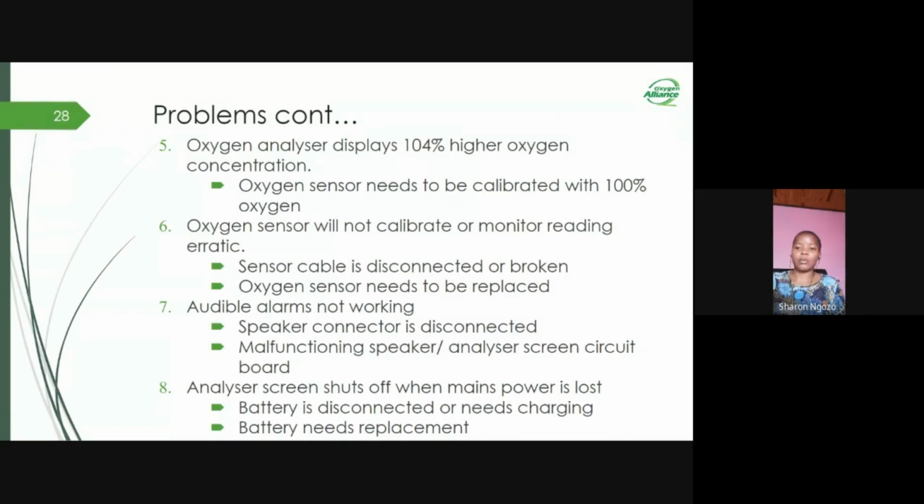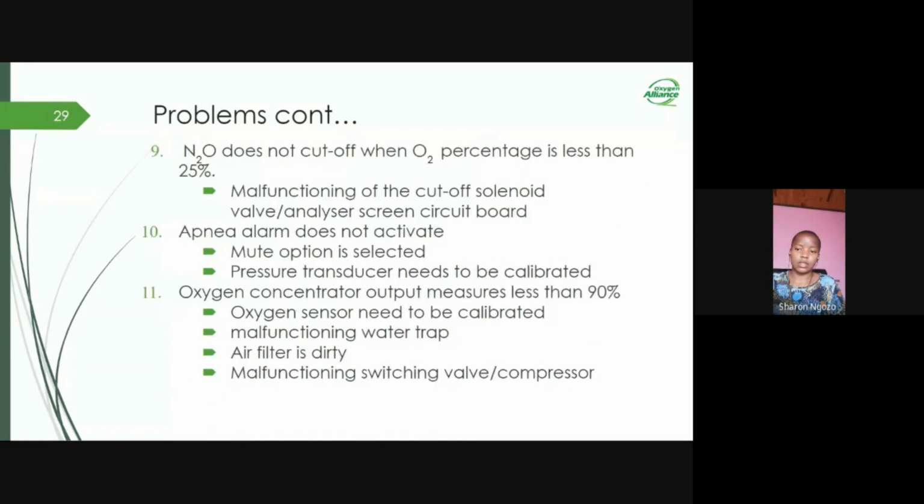Moving on, the other problem is where the apnea alarm does not activate. With this type of problem, the cause might be that the mute option is selected, so you have to make sure that the mute is off. The other cause might be that the pressure transducer needs to be calibrated. Or the analyzer screen circuit board may be malfunctioning. So you need to check it. The other problem we'll look into is where the oxygen concentrator output is measuring less than 90% purity.